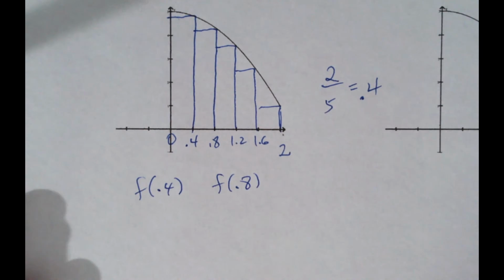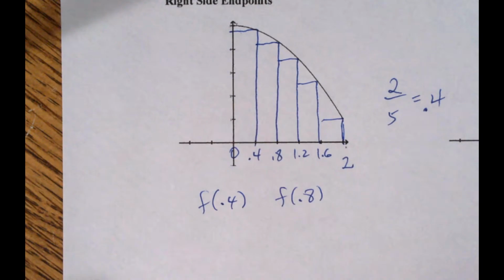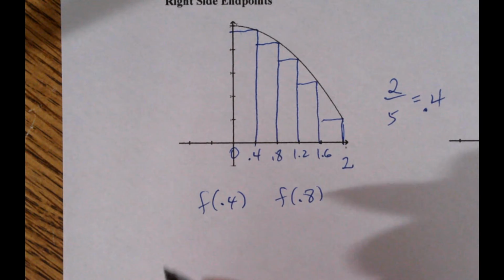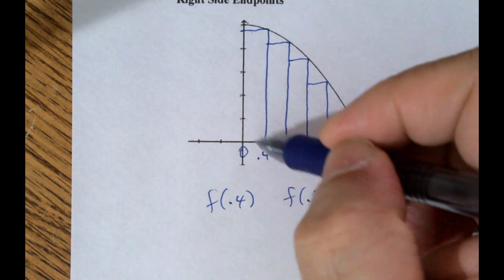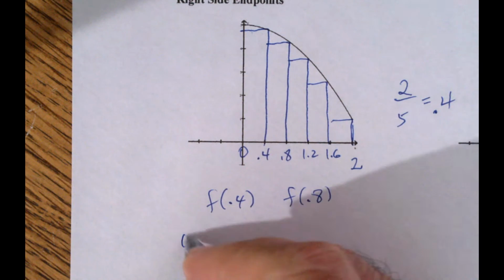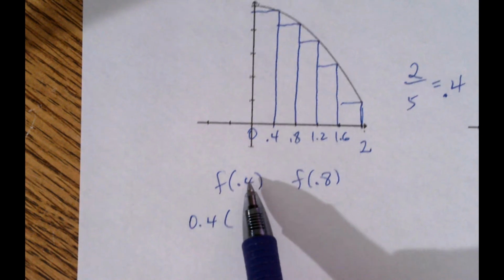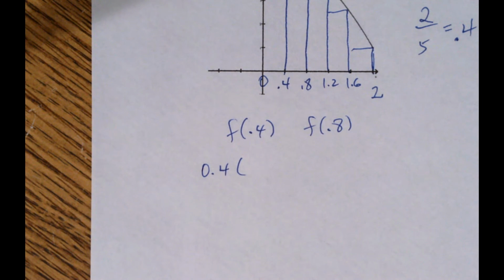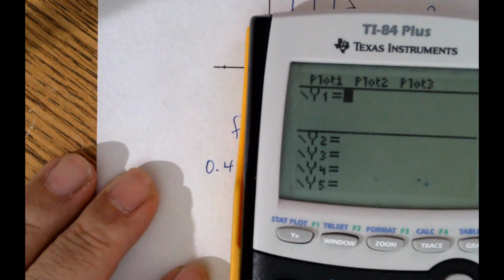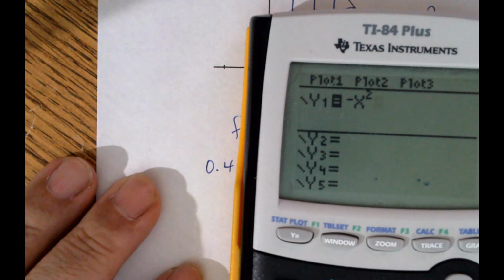Our function is negative x squared plus 5. So when we plug it in, and yes, I'm going to be using a calculator, what is the area of this rectangle? It's going to be 0.4 times, plug in 0.4 into negative x squared plus 5. So I'm going to do that on the calculator. The best use of the calculator is negative x squared plus 5. So I put it like that.